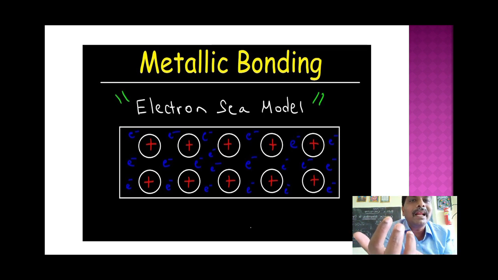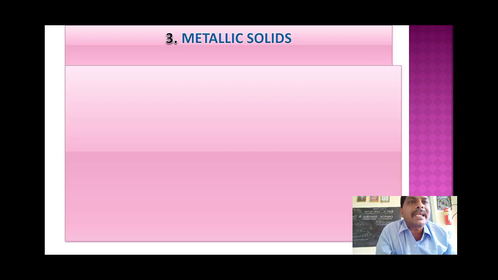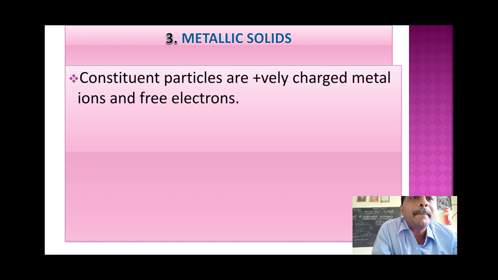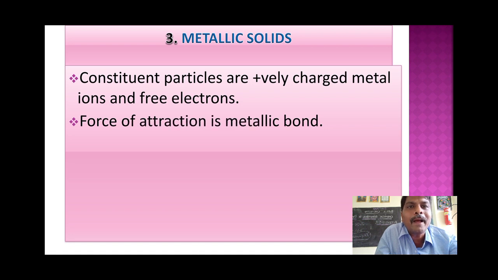Property of color, conductivity. These can be explained by this model, the metallic bonding, electron sea model. So now the third category, metallic solids. What are the constituent particles? Metallic solids' constituent particles are positively charged metal ions and free electrons.